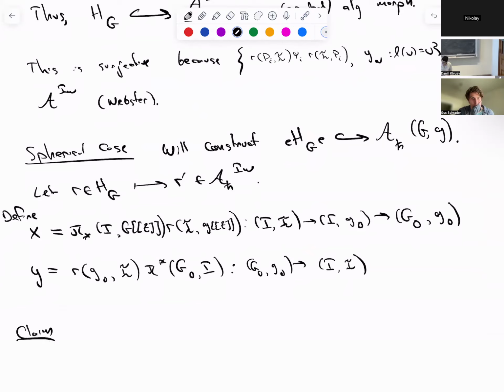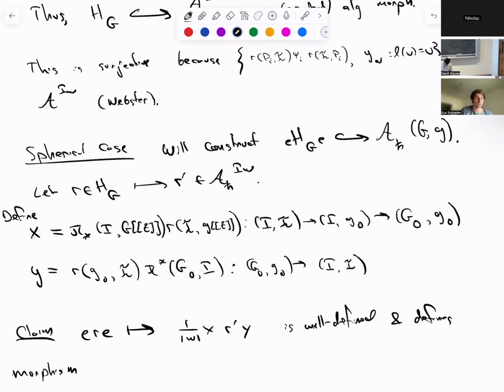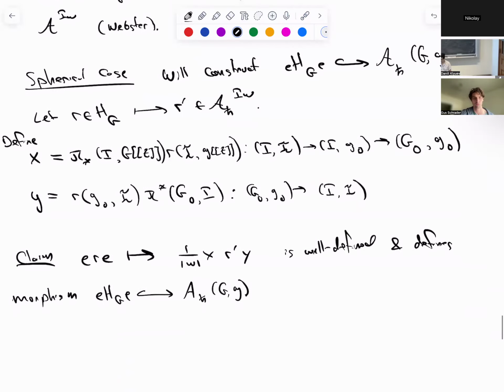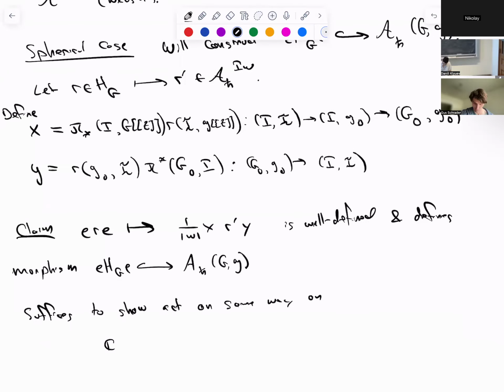Now, claim: the map R goes to the averaging of X R prime Y is well defined and defines the morphism that we desire. And again, the strategy will be the same. It suffices to show they act the same way on the polynomial algebra or polynomial representation. But now, instead of taking the full polynomial rep, you have to symmetrize it. In other words, you take the symmetric invariants.